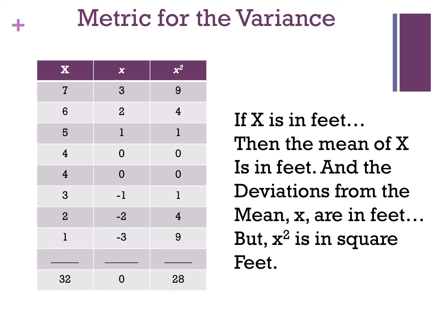If x is in feet, so the raw score is in feet, and the mean of x is in feet, and the deviations from the mean, the lowercase x, are in feet, x squared is in square feet.